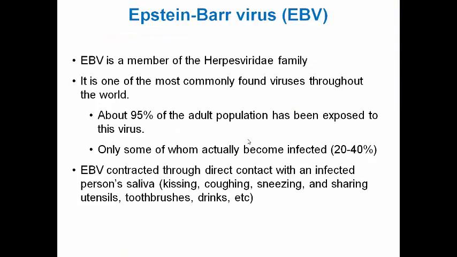EBV is a member of the herpesviridae family. It's one of the most common viruses around the world. An estimated 95% of the adult population has been exposed to Epstein-Barr, but only some will actually become infected. So 20 to 40% of people will become infected, and only a small percentage of those people will get mononucleosis. Some people get nothing at all. Epstein-Barr virus is contracted through direct contact with an infected person's saliva: kissing, coughing, sneezing, sharing utensils, toothbrushes, drinks, stuff like that.